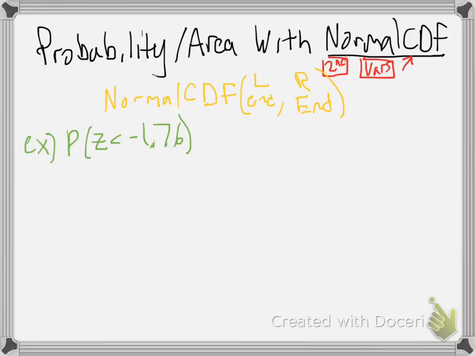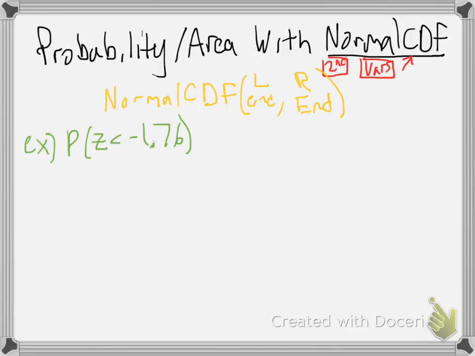Now in yellow you'll see the normal CDF function takes the input left and right end to find area. So every area is going to have a left endpoint and a right endpoint as far as z-scores are concerned. That gives us the area in between those two bounds. To access the normal CDF, you'll see in red, you press second vars and it's the second option down, normal CDF.